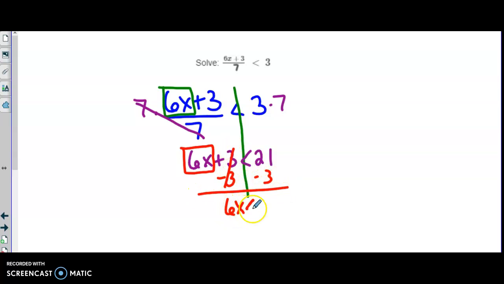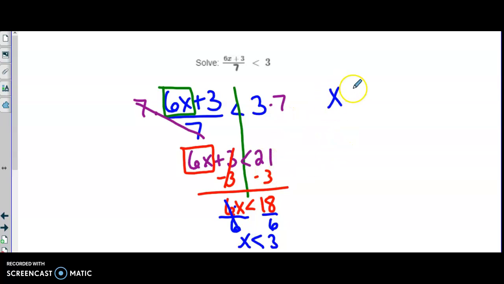And that gives me 18. And then we're still trying to isolate that x. We're trying to get x by itself, so we have to get rid of the 6. Since we're multiplying, the opposite is to divide. Now I am not dividing by a negative, so I do not flip my symbol. You only flip your inequality mouth if you are multiplying or dividing by a negative.